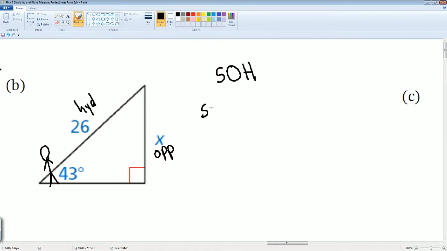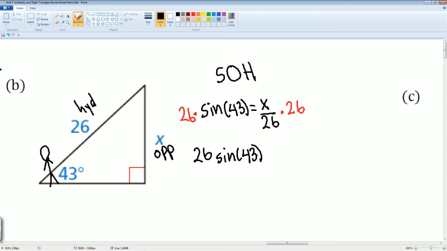So we can say sine, put the angle 43 degrees. This is going to be equal to my opposite, which is x, divided by my hypotenuse, which is 26. Now I'm trying to get x alone, so I'm going to multiply by 26 to both sides. You get 26 sine 43. You can now plug this into your calculator. Do you see how x is alone? Why? Because do you see how this disappears? 26 over 26 just becomes 1. So the x is alone. Okay, that's the explanation.